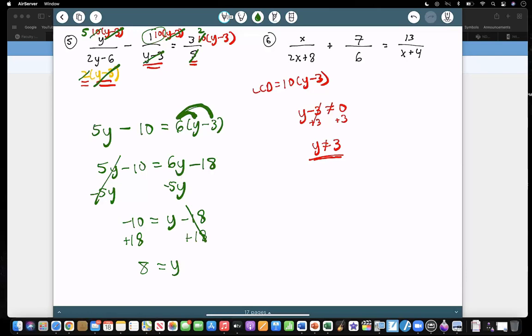18 minus 10. Okay, before I circle it, we said y can't be 3. So that was our only excluded value. So 3 minus 3 gives us 0. But if I have 8, well, 8 minus 3 is 5 here. 2 times 5 is 10. So we could have 5 down below. So this is fine. As long as I don't get 3, we are all set.